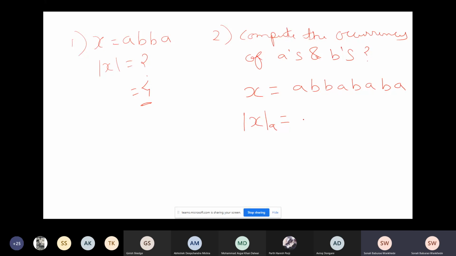So tell me, what are the occurrences of A's? 4. Yes, very good. Now you have to compute the occurrences of B. That's also coming to be 4, right? And tell me the length of x. 16. No, 8, sorry. It's 8. So this was pretty simple, right? Occurrences, the length and all, how to compute it.